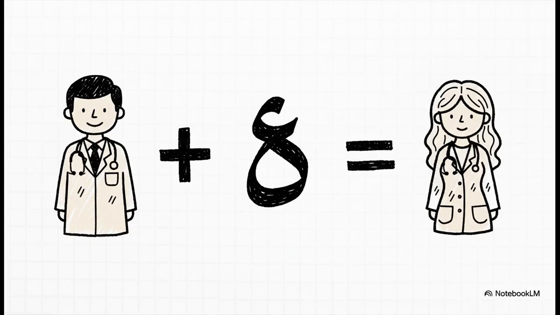So here's the secret, spelled out. You take the masculine word and you add this little symbol at the end. It's called a ta marbuta, but all you really need to know is that it adds an ah sound. So a male doctor, tabib, becomes a female doctor, tabiba. It works like that almost every time.